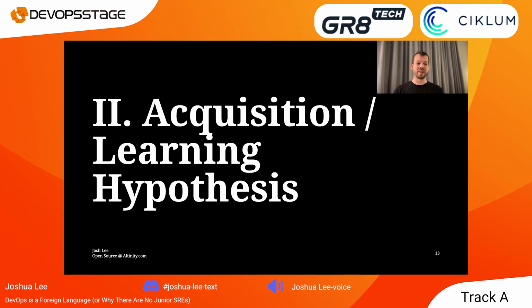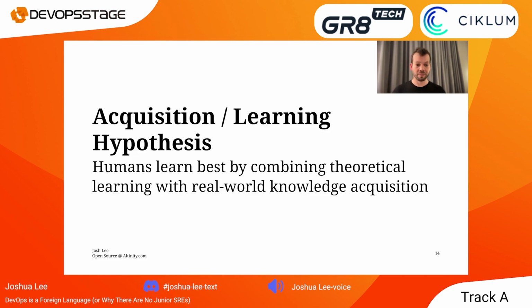So our next hypothesis is the acquisition and learning hypothesis. Essentially what this hypothesis says is that the process of learning, that is reading theoretical knowledge, listening to talks like this, and other abstract methods of learning, is necessary, but it is also necessary to have acquisition style learning where we're putting into practice the things that we theorized about and solving real problems. Only by combining both of these methods can we actually integrate new knowledge into our brains.